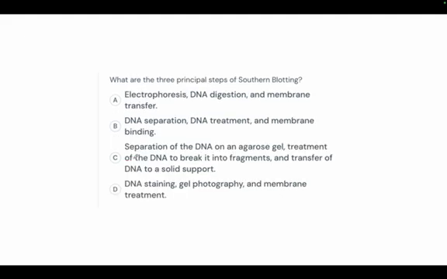What are the three principal steps of southern blotting? So, the three principal steps are, what should we say here? Separation, treatment, transfer, DNA staining, gel for membrane treatment, DNA separation, DNA treatment, membrane binding, electrophoresis, DNA digestion, and membrane transfer. These three are probably the three principal steps of southern blotting.